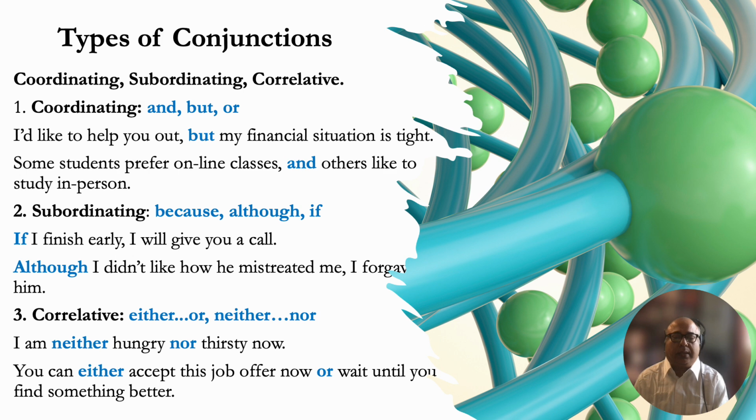So there are 3 types of conjunctions. There are coordinating conjunctions, subordinating conjunctions, and correlative conjunctions. Coordinating conjunctions are and, but, and or.